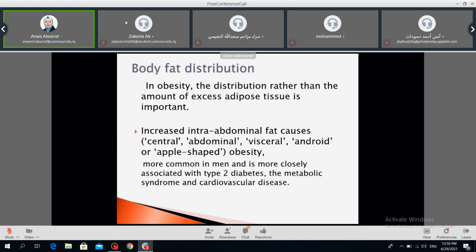So if we hear central obesity or abdominal obesity or visceral obesity or android obesity or apple-shaped obesity, we mean the same thing, which is the central type, which is more risky, and it is more common in males, and it is also more closely associated with type 2 diabetes and metabolic syndrome and cardiovascular risk.